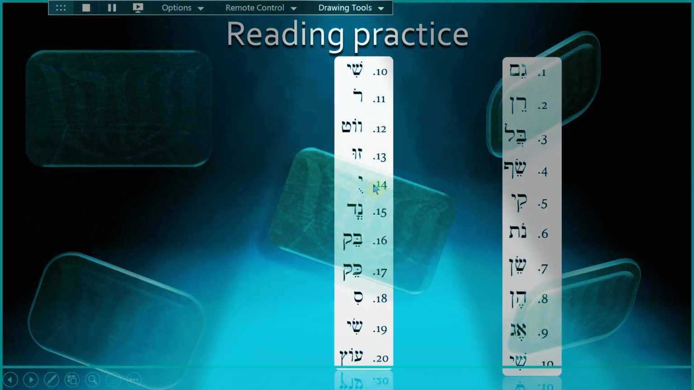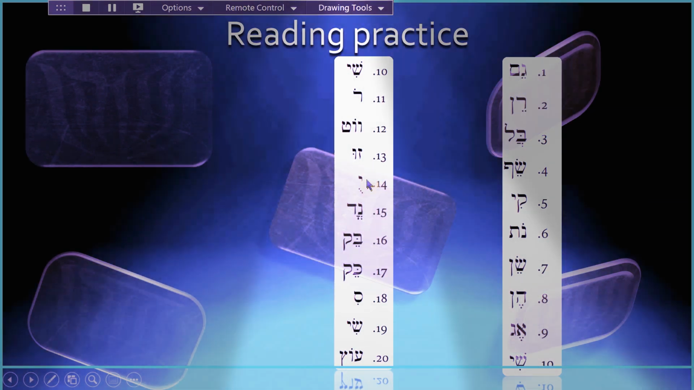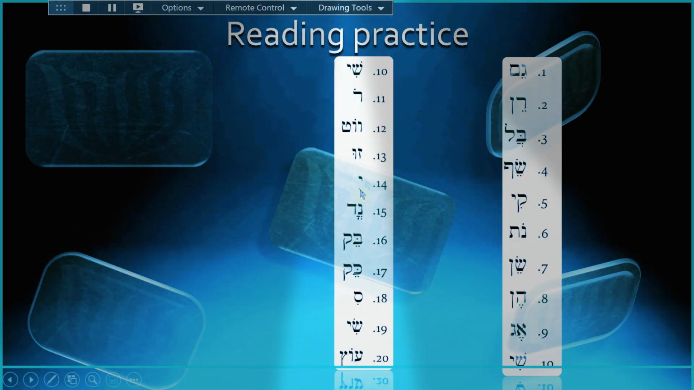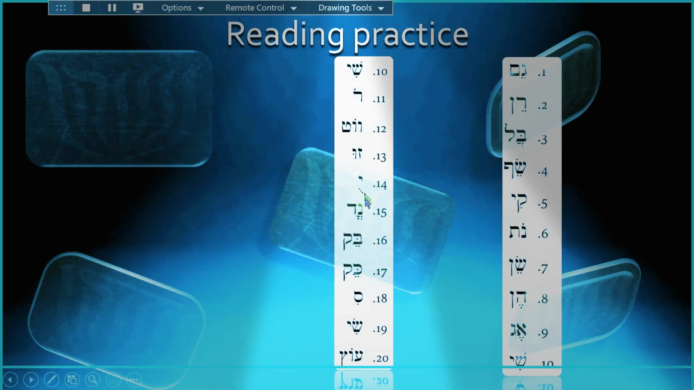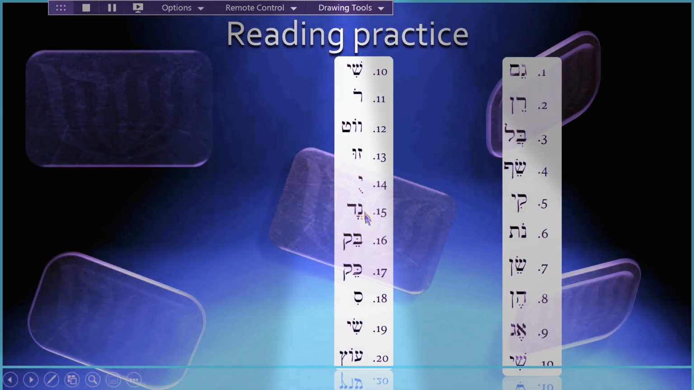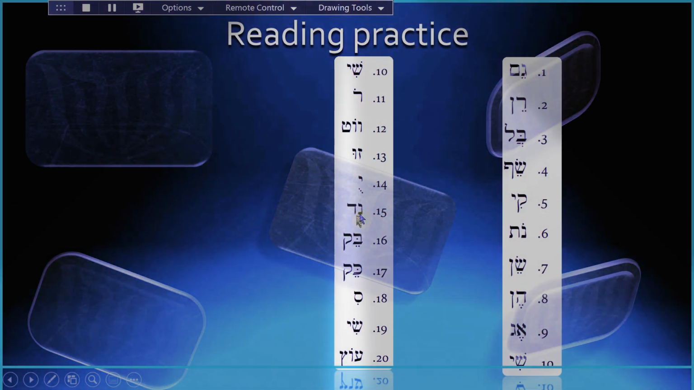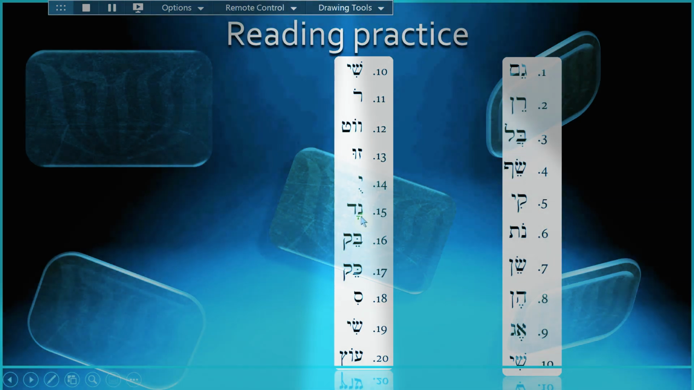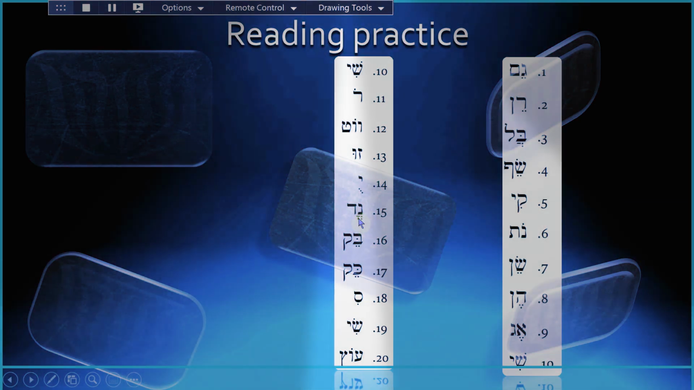Number 14. You. Could also be ya. Number 15. Notice we have a chataf kamatz here. So it's a composite schwa. So we go with the short pronunciation of that vowel sign. So that's going to be an O sound.